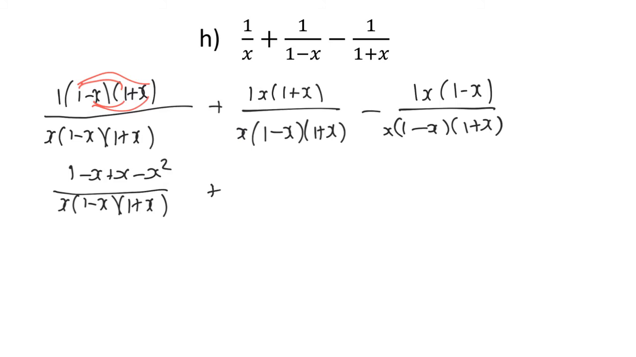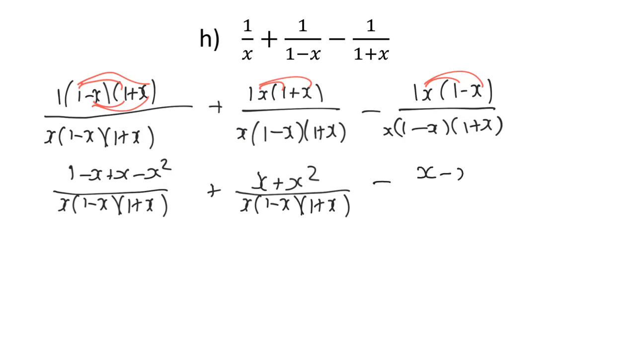The next one again, you've got 1 multiplied by x multiplied by 1 plus x. So multiplied by 1 isn't going to change it. So we multiply into the bracket and we get x plus x squared over x upon (1 minus x) and (1 plus x). And then we're taking away, again, 1x is just x. x multiplied into the bracket of 1 minus x is going to give us x minus x squared over x upon (1 minus x)(1 plus x).